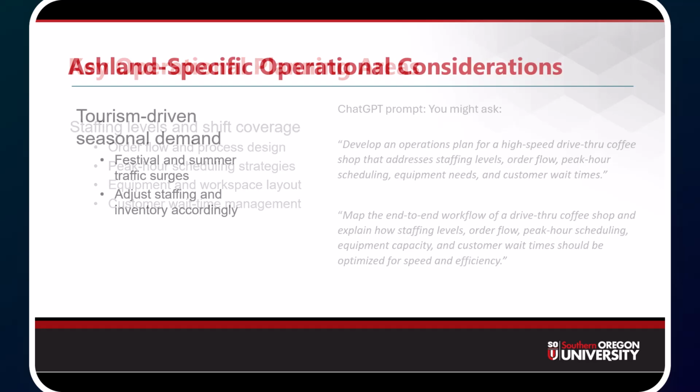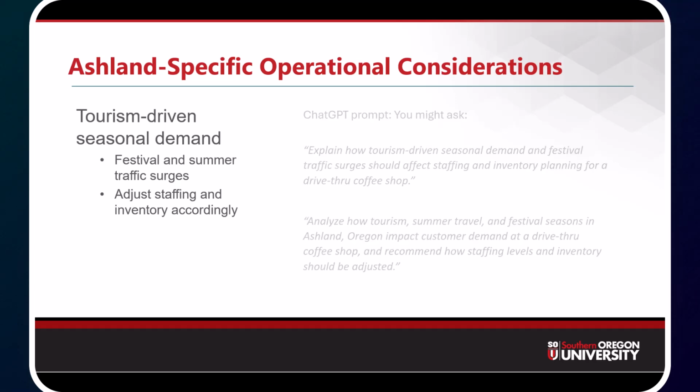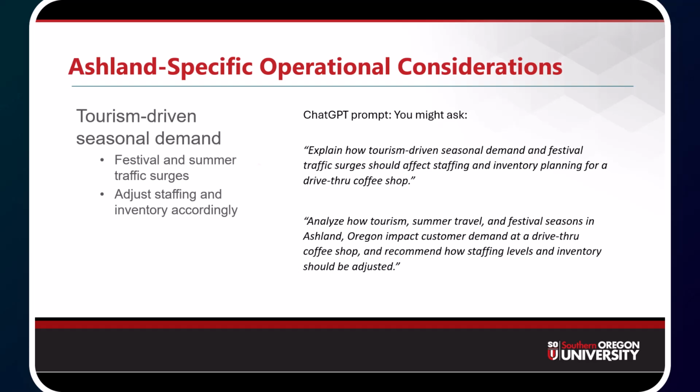For Ashland specifically, you might consider seasonal demand shifts, such as tourism peaks during summer and festival seasons. ChatGPT prompts you might ask, "Explain how tourism-driven seasonal demand and festival traffic surges should affect staffing and inventory planning for a drive-thru coffee shop." Or, "Analyze how tourism, summer travel, and festival seasons in Ashland, Oregon impact customer demand at a coffee shop, and recommend how staffing levels and inventory should be adjusted."